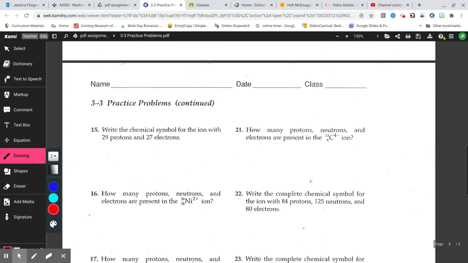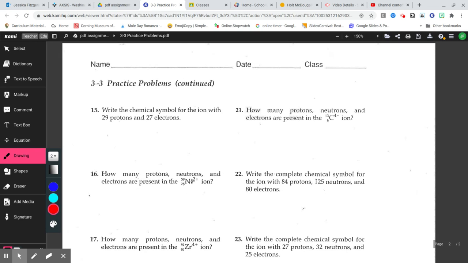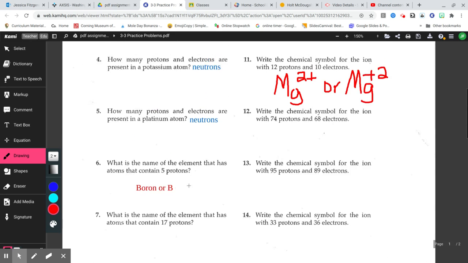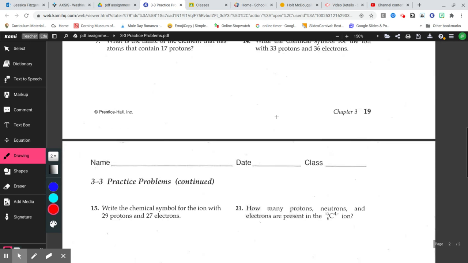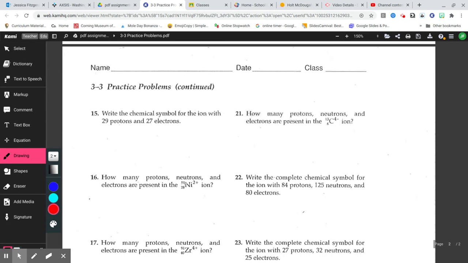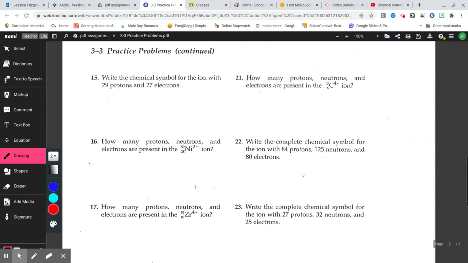So let's take a look at number 16. So here's where you have your complete. Do you see the difference between your complete versus just the chemical symbol? With the complete, you're given your atomic number, your mass number, and your symbol. So that's the difference with your complete. Okay, so let's take a look at 16. 16 says, how many protons, neutrons, and electrons are present in the nickel ion.